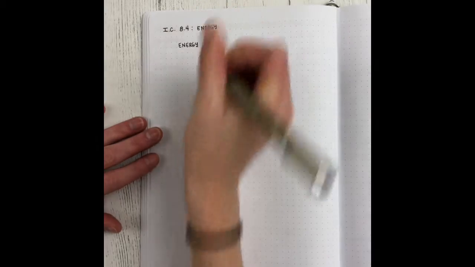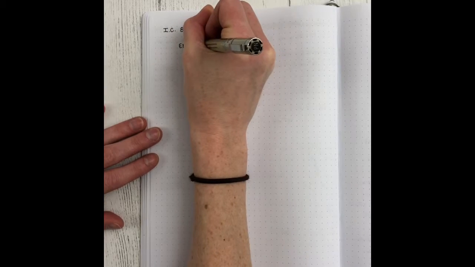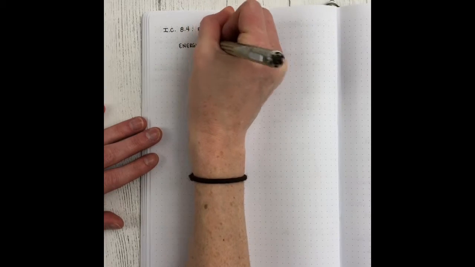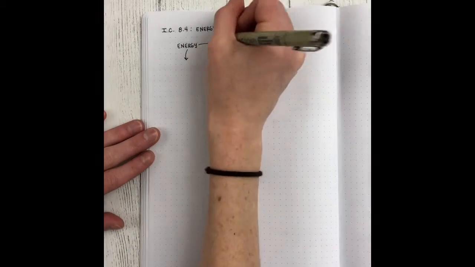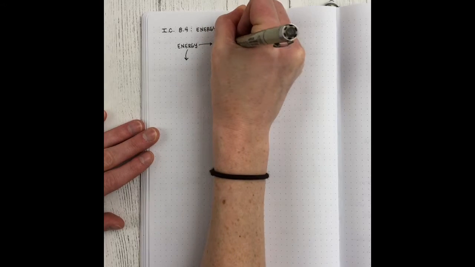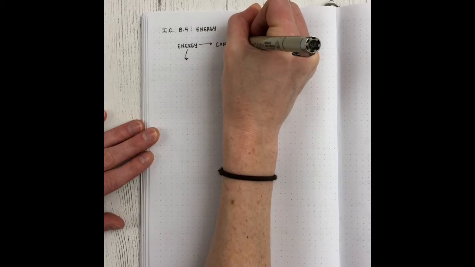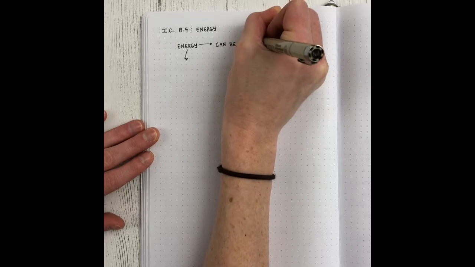So we're going to talk about the two different types of energy, and we're going to talk about how energy is used within chemical reactions, how we use it to describe chemical reactions. So let's start by saying that energy can be either positive or negative. Your energy value can be a positive number or a negative number.